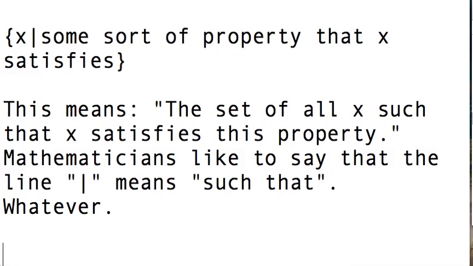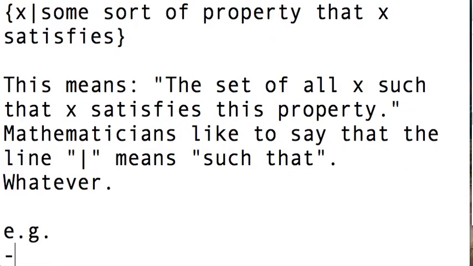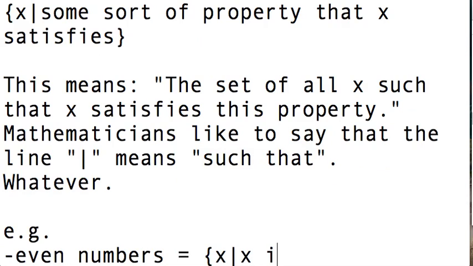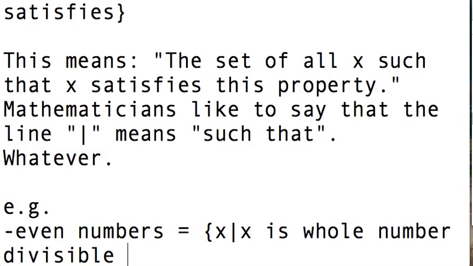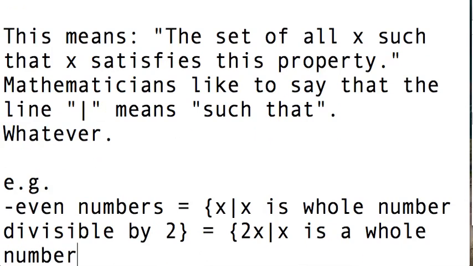But let's look at some examples using set builder notation. So for example, I could say that the even numbers are all the whole numbers x such that x is a whole number divisible by 2. I could also say that the even numbers are all the numbers 2 times x, where x is a whole number. Those are 2 ways of describing it. Here I'm saying that I'm looking for everybody who's an x, which is a whole number divisible by 2. And here I'm saying, well, let's start with all whole numbers, and then I'm just looking for the multiples of 2.